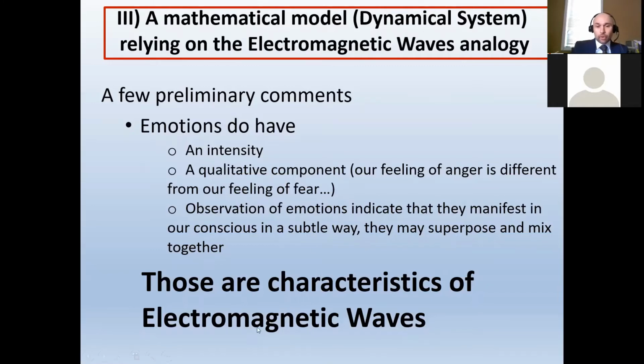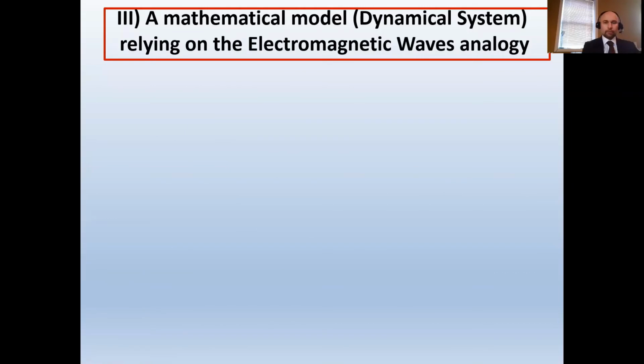And of course, electromagnetic waves are defined as the sum of waves with a unique frequency. And the analogy is to say that our psychic state is the sum of emotions or fluxes with different frequencies. So we come now to the model.